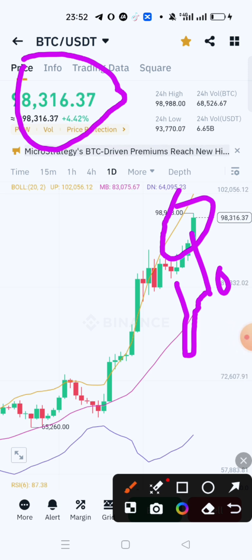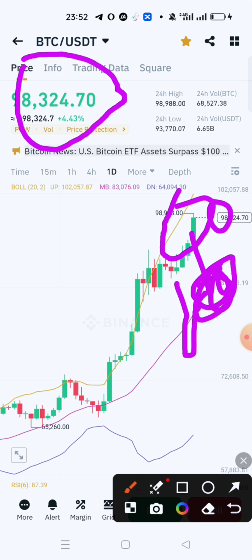For instance, you bought it here and it fell to this place. Maybe you are panicking and you sold here. Now you probably would have lost, let's say, 10% of your investment. If you invest $100,000, you might lose $10,000. If you invest $1,000,000, you lose $100,000. That is how it simply works. The bigger your capital, the bigger your losses and profit.